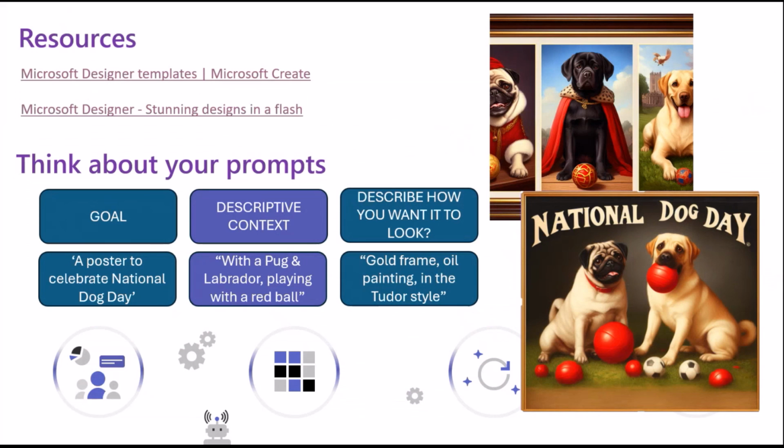So let's just finish. Just a reminder, think about your prompts. What is the goal that you're trying to achieve? Be as descriptive as possible. You know, what is it you want to include in that picture? How do you want it to look? What's the background look like? What's the frame look like? What kind of style is it? Photograph? Is it oil painting? Is it cartoon? What do you want that to look like?